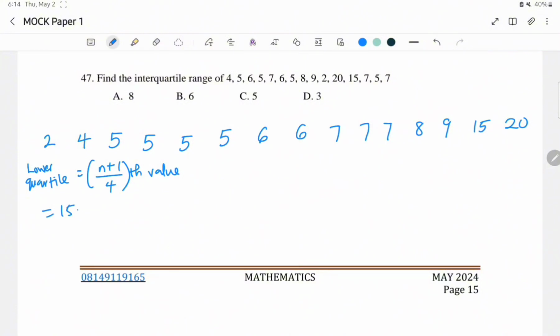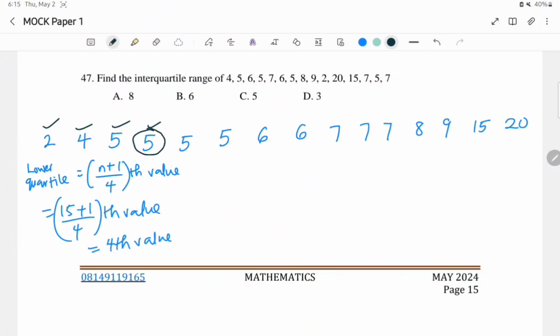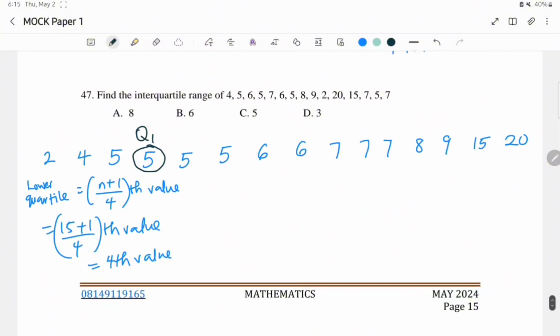That means 15 plus 1 over 4, and that's 16 over 4. That's the fourth value. So the fourth value is actually 5. When I count, this is the first, this is the second, this is the third, this is the fourth. So we can call it Q1. That's the lower quartile.